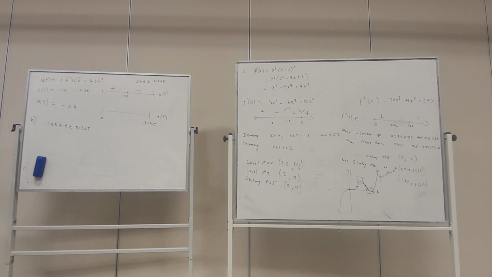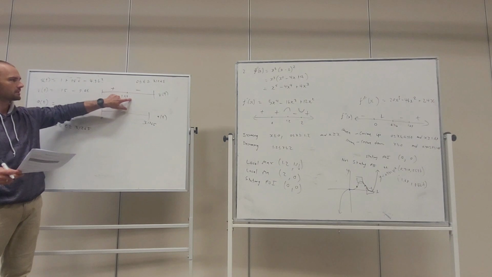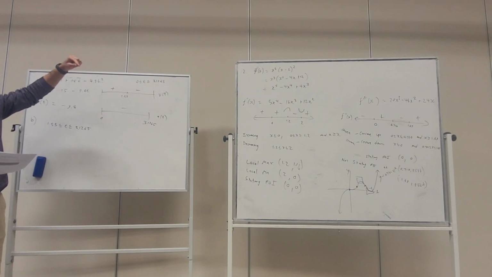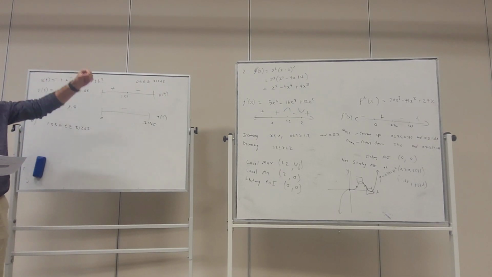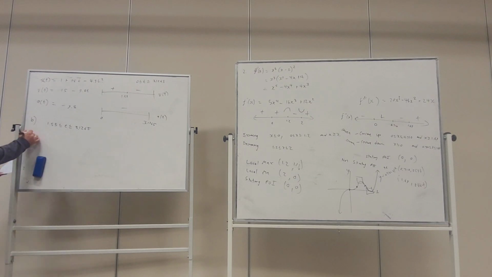Okay, so that's part B. Part C, what is the maximum height and when does it occur? Well, look at this sign diagram. This represents the velocity. And so if you think of a footy kicked into the air, when it reaches its peak, its velocity changes because it goes from increasing height to decreasing height. So it occurs when time is 1.53.